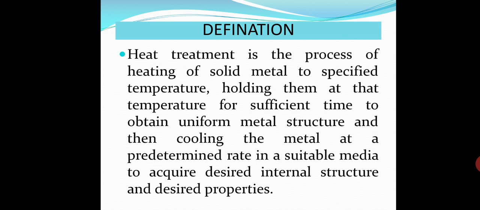So heat treatment is a process which consists of 3 phases. The first phase is heating the metal. The second phase is holding the metal at a particular temperature. The third phase is cooling the metal. So this heating, holding and cooling is done to obtain the desired structure and properties of the metal.